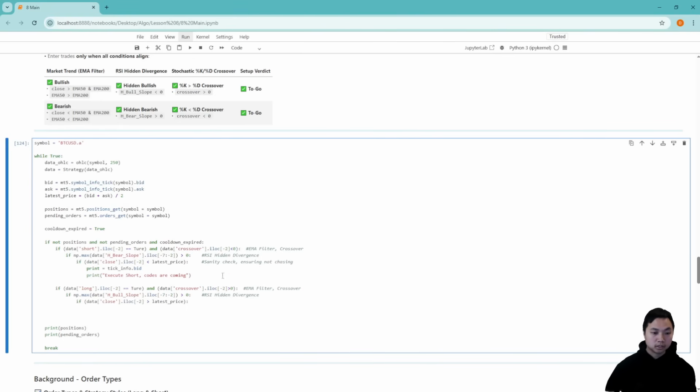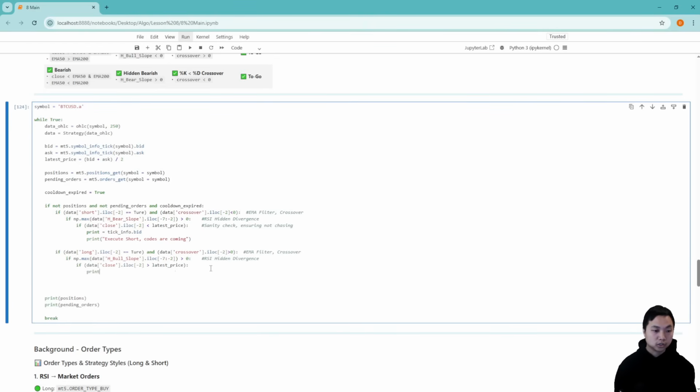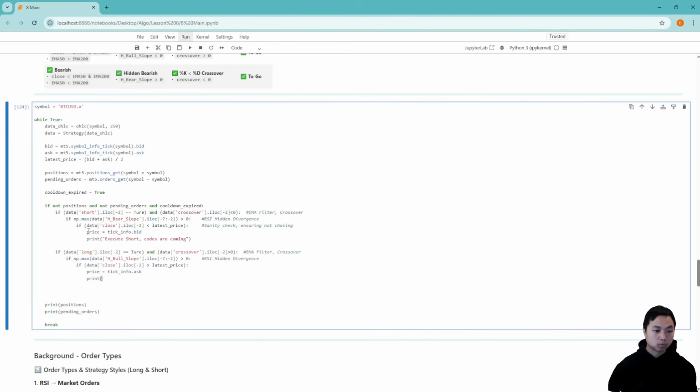And then we have the sanity check, and then there is the close price. For long, the close price has to be larger than the latest price. And if all conditions are satisfied, this is the price that we are going to trade. So again, this is the price that we are going to take into the trade. And because this is long, we are going to use the ask price. We are going to execute the long, and then we're going to do a call.